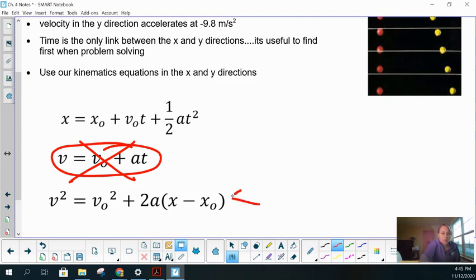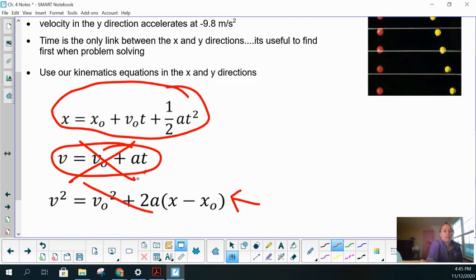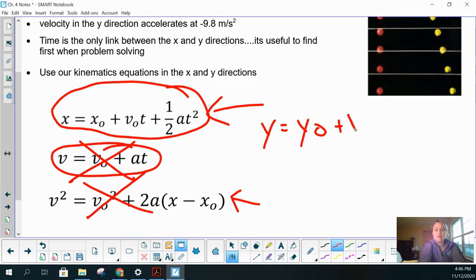Now, this one would give us some information about locations, but we don't know how fast this object is traveling in the y direction when it reaches the net. This equation is going to be the one that we want to use. So we're going to choose this equation, but we're going to rewrite it in the y direction. It's going to look like this: y is equal to y naught plus vy naught t plus 1/2 a t squared. And technically that acceleration would also be in the y direction.